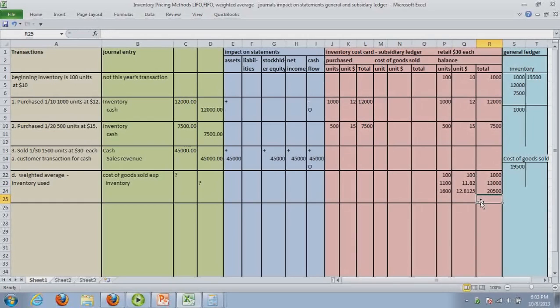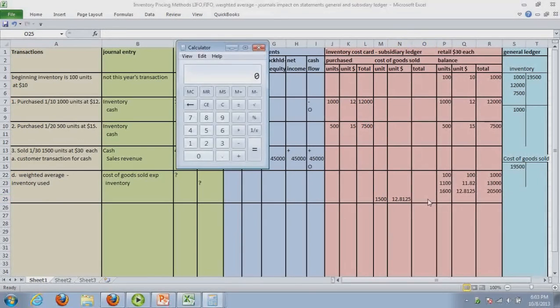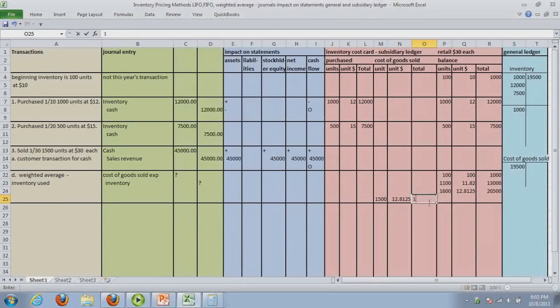And so again, you may have to carry it out a couple places to try to limit the rounding error. So over here, I don't have to look 50 places. That's the one good thing. Before I can actually put that over there, we need to do the sale. So 1,500 units at 12.8125, and we can do the calculations. 1,500 times 12.8125 is 19,218.75. Okay, and that leaves you with 100 units.